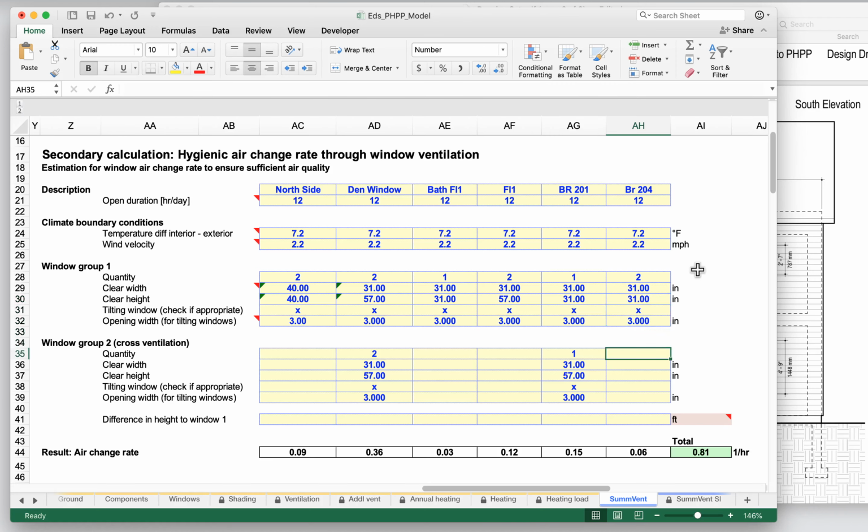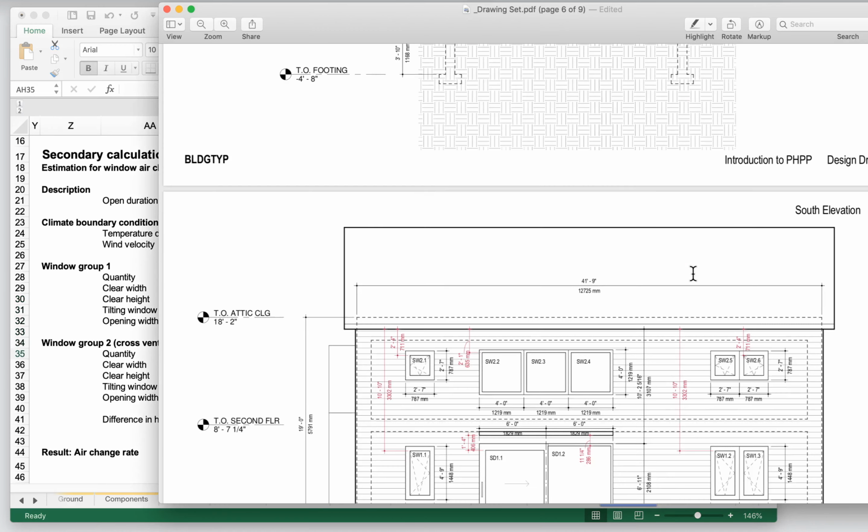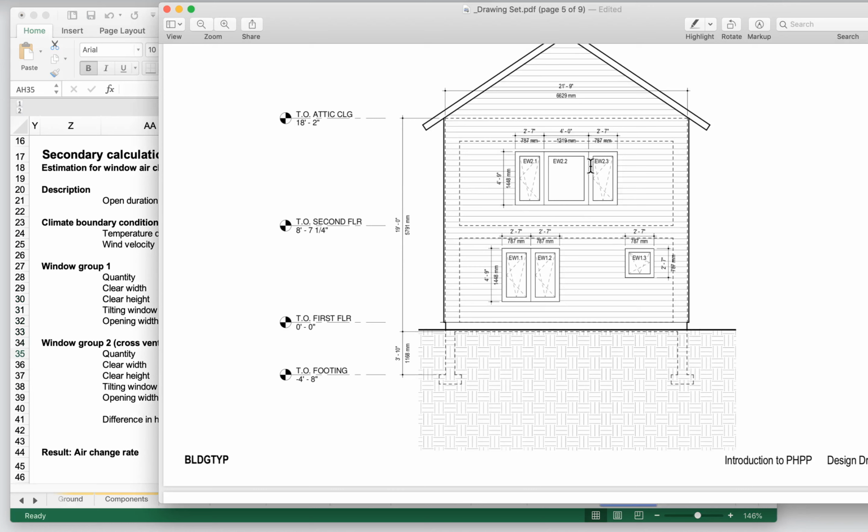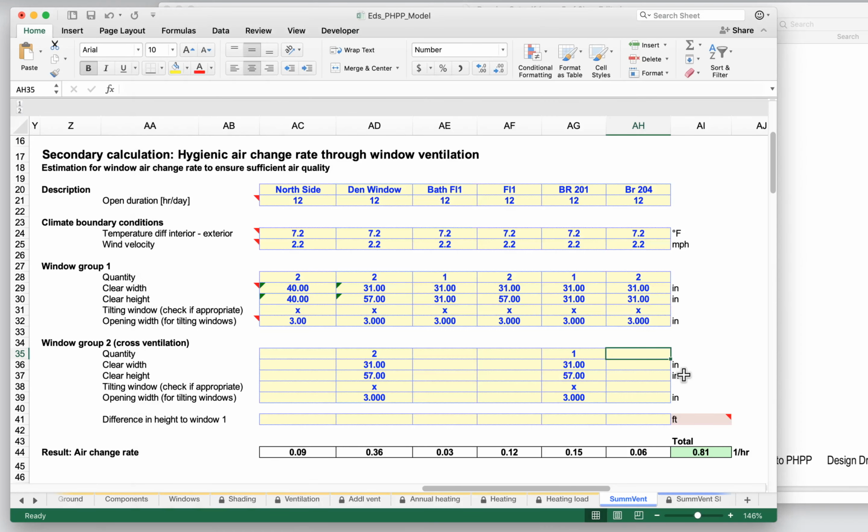And those are going to oppose windows on the east side. Here are our two east side windows. Notice the one in the middle is fixed, so we are not going to include this window in our set. This doesn't count. This is a fixed window. We've only got these two side windows. These are both 2.7 wide by 4'9" tall. So I've got two windows, 2'7" wide by 4'9" tall, tilting, 3.